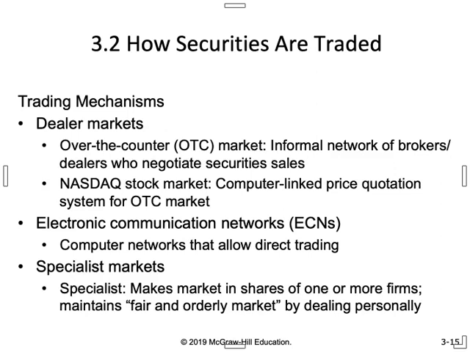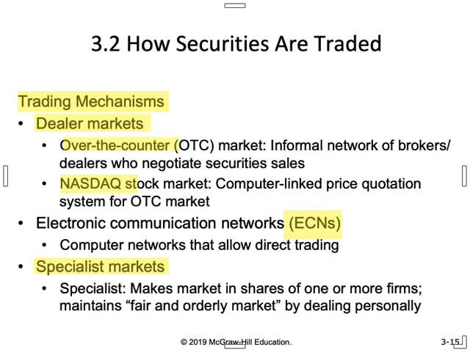So this slide is about various approaches for trading. They call it trading mechanisms here, or how securities actually trade. And there are 3 types. There's dealer markets, there's ECNs, or electronic communication networks, and specialist markets. And you're going to see examples of each. So dealer markets, where dealers maintain an inventory, is called over-the-counter market, or OTC. It's also called the NASDAQ market.